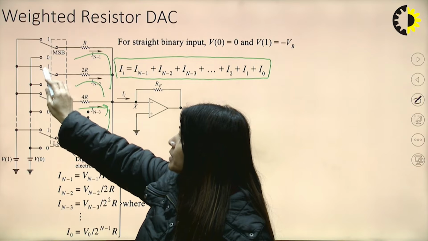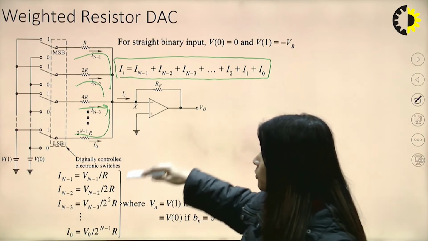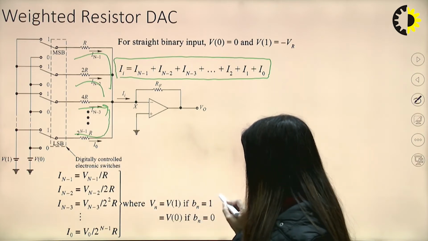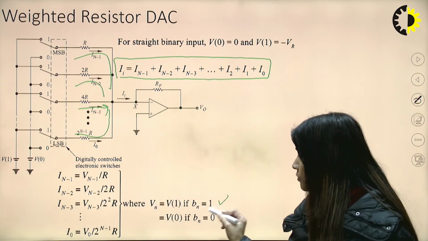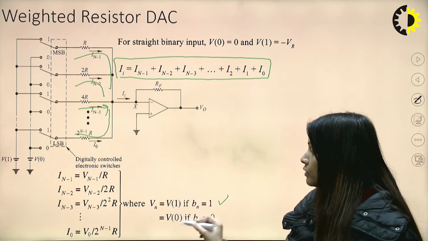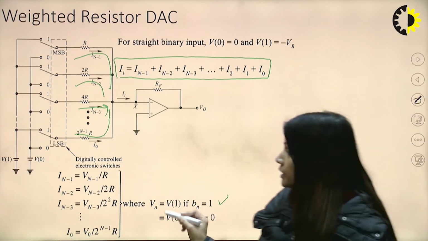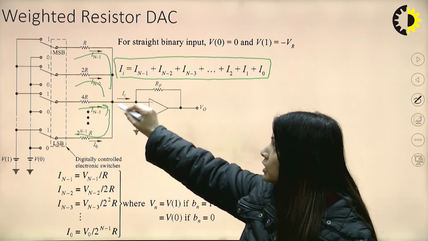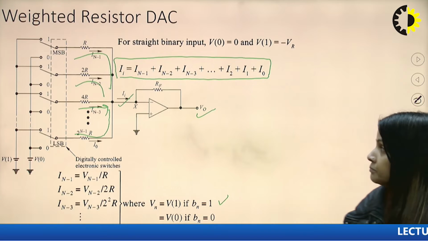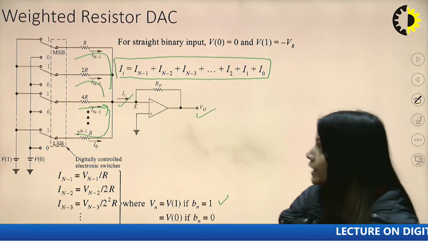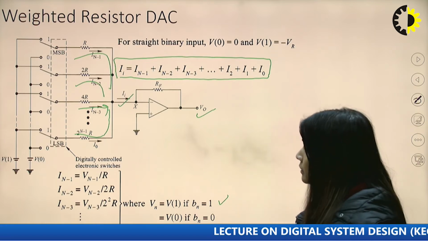Suppose this is the next bit, so it will be V1 upon 2R. Similarly, all the corresponding values are added, and if we put the value of Bn to be 1 or 0, all the values will be written here, and we can get the analog output in this way. If we have all the currents, then we can get the corresponding output voltage by simple calculation, as the op-amp rules are known.